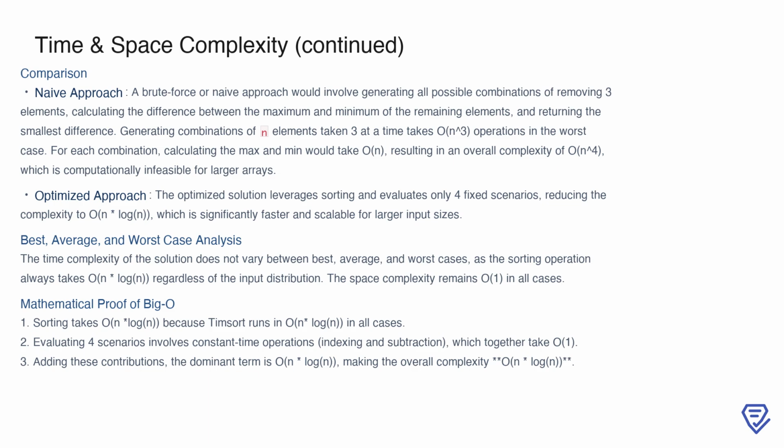To mathematically verify the big O, sorting dominates at O(n log n), while constant time operations like indexing and subtraction contribute O(1). Adding these together, the overall complexity is conclusively O(n log n).